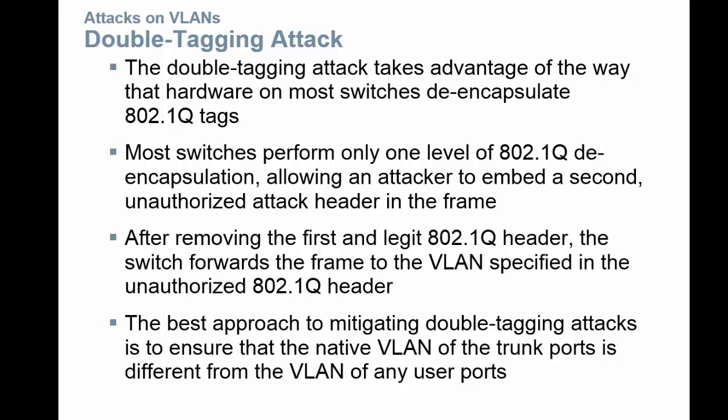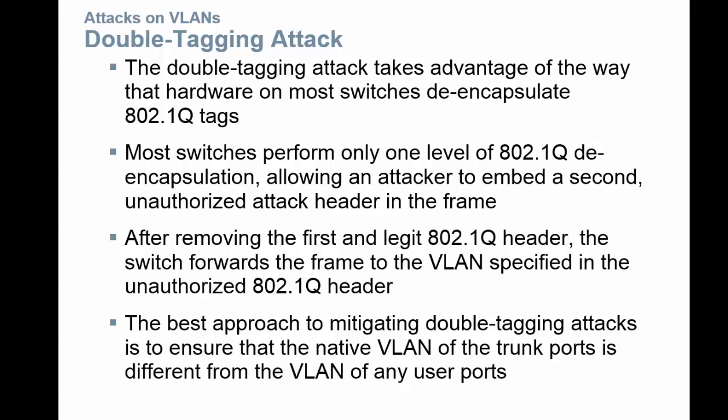Another way that your VLANs can be attacked is what's called double tagging attacks. The double tagging attack takes advantage of the way that the hardware on most of our switches de-encapsulates those 802.1Q tags. Most switches perform only one level of 802.1Q de-encapsulation. And what this does is it allows an attacker to embed a second unauthorized 802.1Q header in the frame so that after removing the first and legitimate 802.1Q header, the switch forwards the frame to the VLAN specified in the unauthorized 802.1Q header. That way it sends it to your attacker.